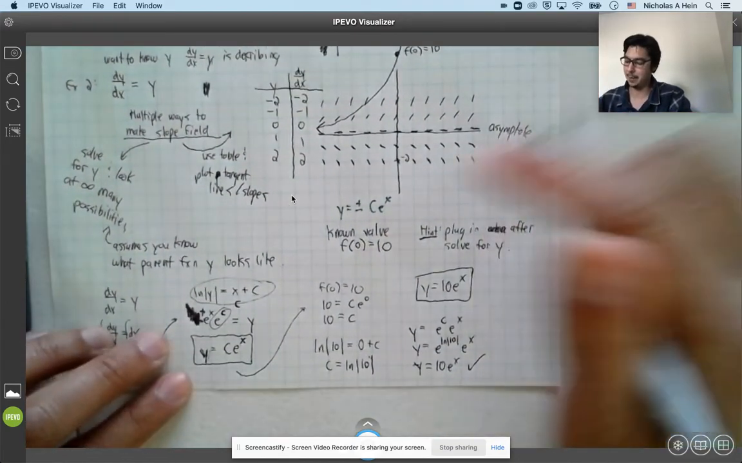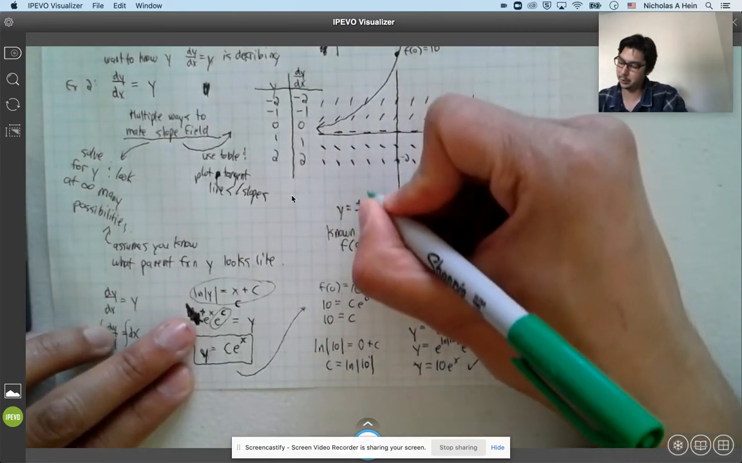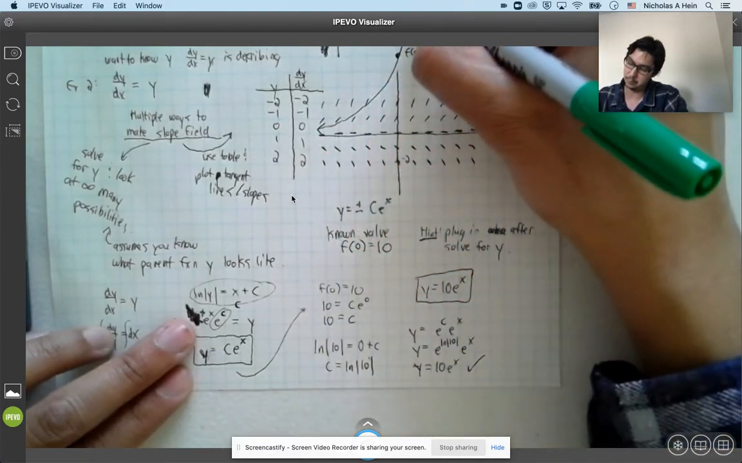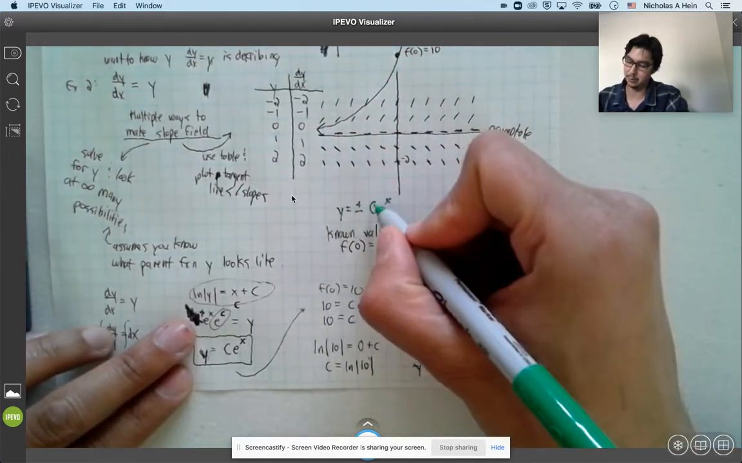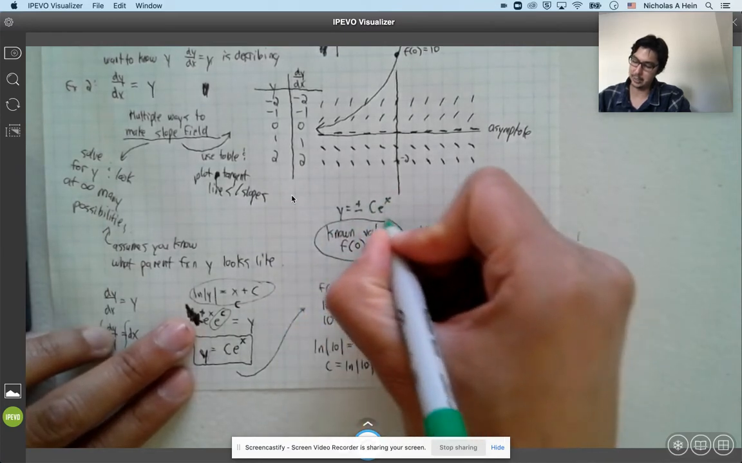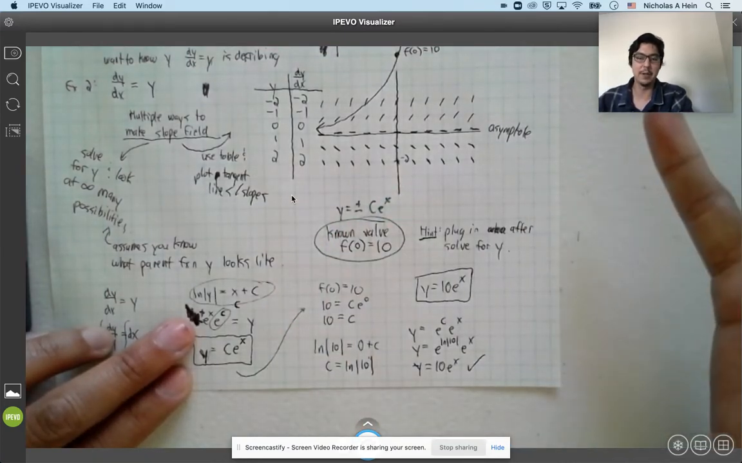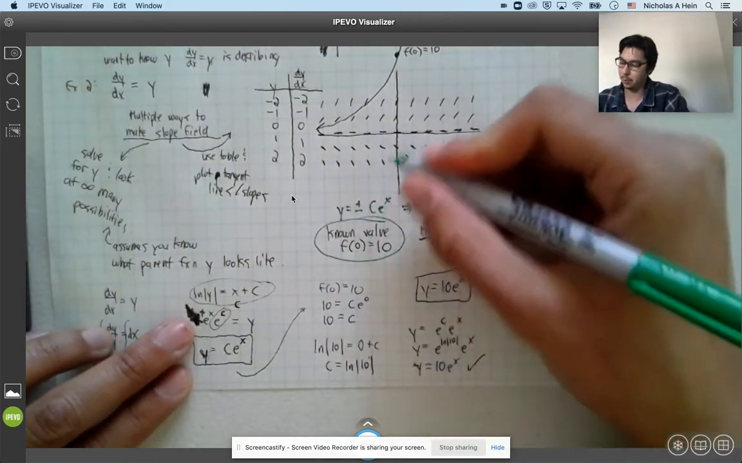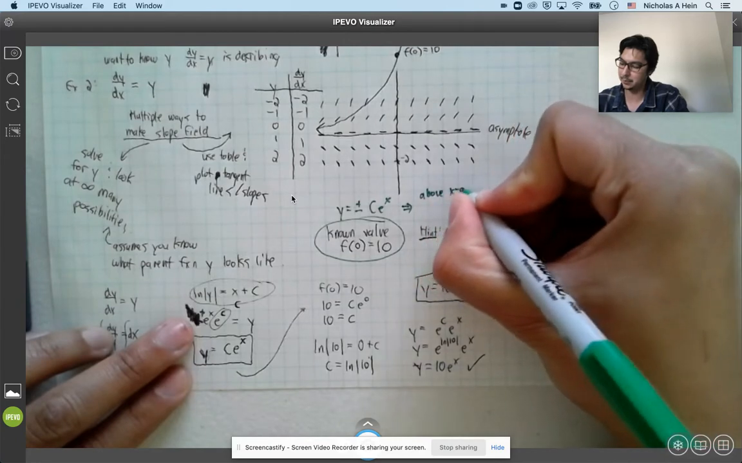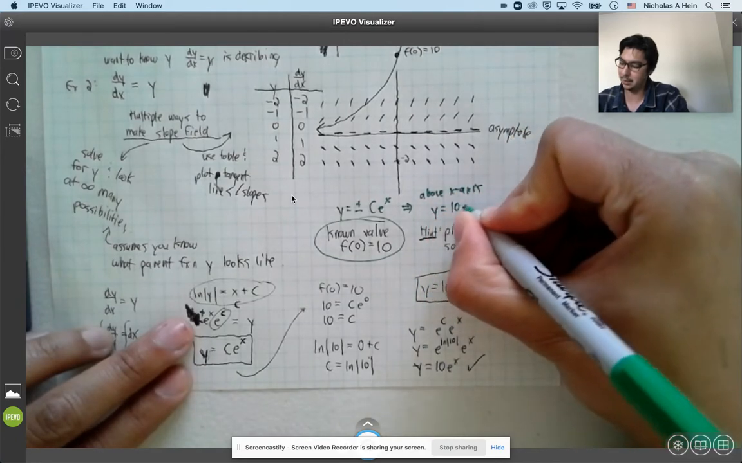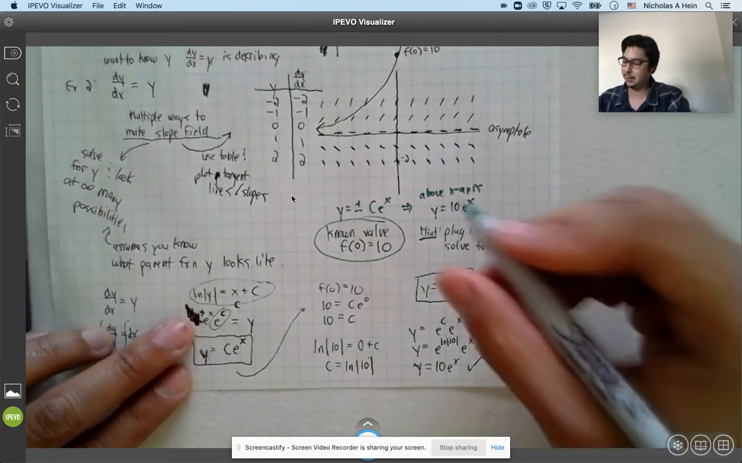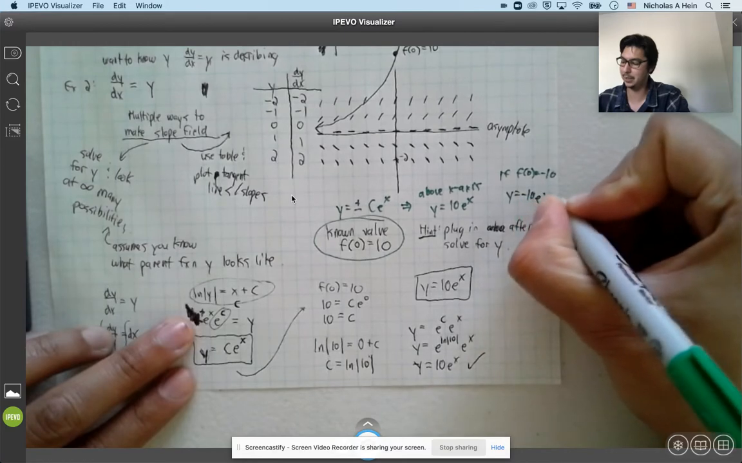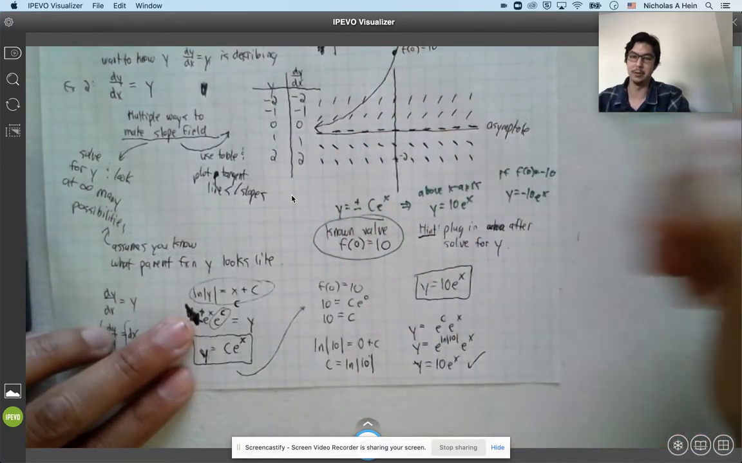Now, why does that matter? That matters because notice that on this graph visually, there were two possible scenarios. You could have had a graph above the x-axis, or you could have had a graph below. That known value gave away where this function lies. So since f of 0 equals 10, that implied that we were above the x-axis, thus making it y equals 10 e to the x. If it would have been f of 0 equals negative 10, then we would have had y equals negative 10 e to the x, in which the graph would have been below.